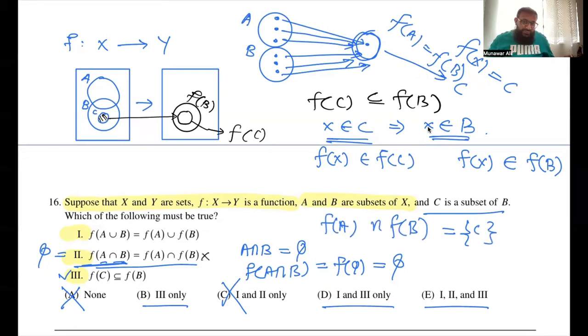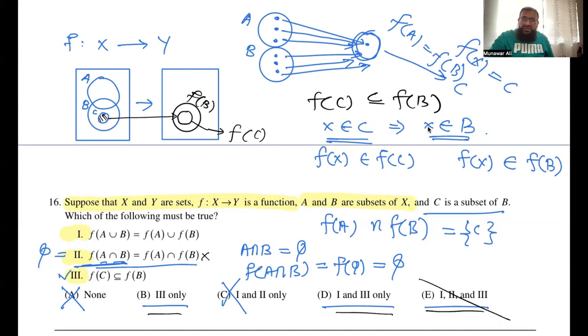Hence, this can't be true. So you have to exclude 2. So 3 is true, 2 is false. So I can now exclude option E. Now I'm left with 2 options, B and D.